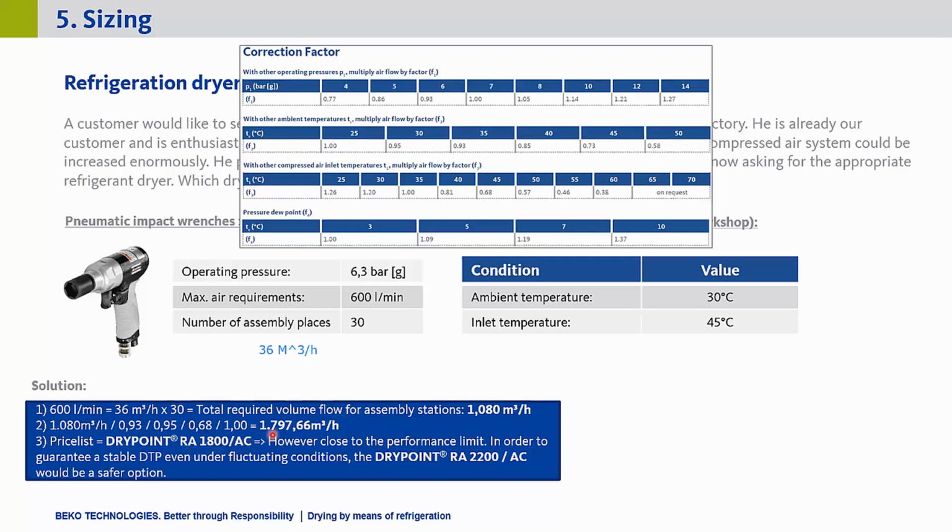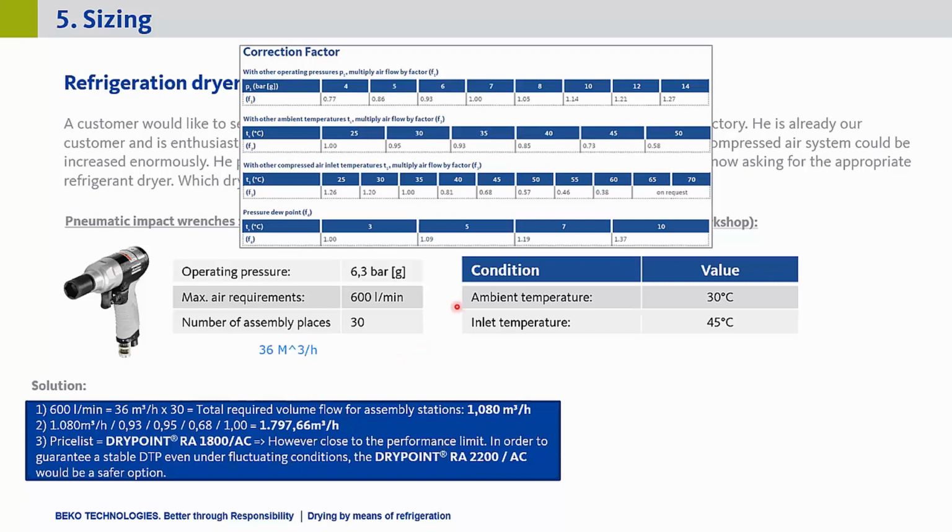So of course, this is very close to its performance limit. So in order to guarantee a stable dew point, we could offer to select a DRYPOINT RA 2200, which is a little bit bigger, but it is a safer option, because this one is selected on the edge.